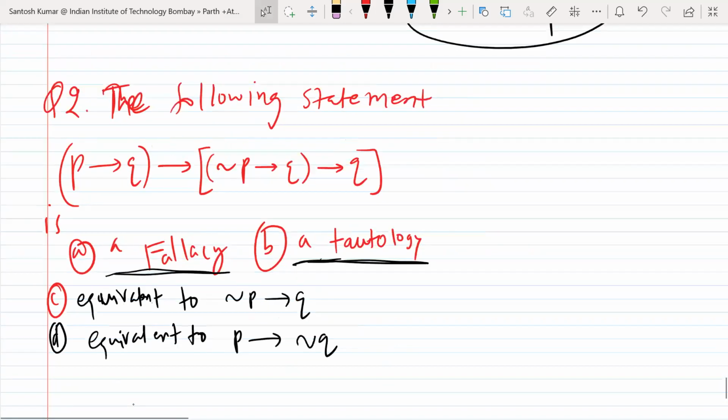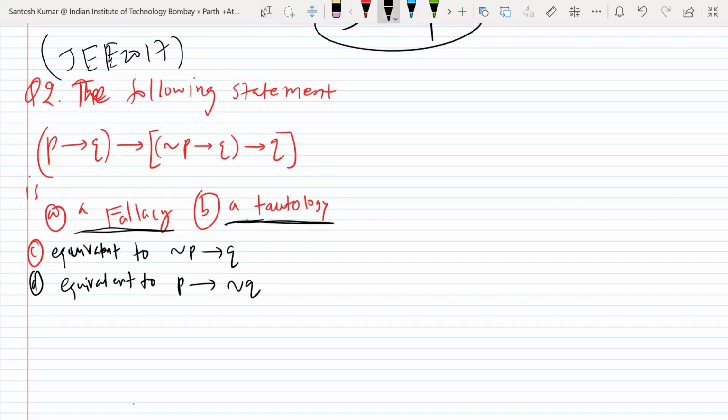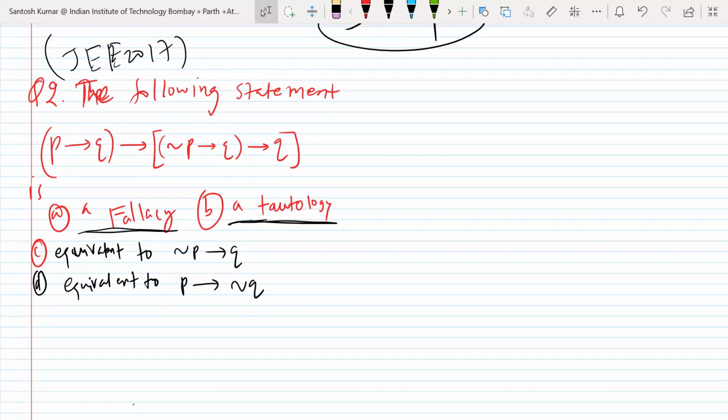Yeah, so again we have two ways. One way is using a truth table. Okay, so this is from JEE 2017. And the other way is using algebraic expressions. Okay. So which do you want to use? Algebraic.